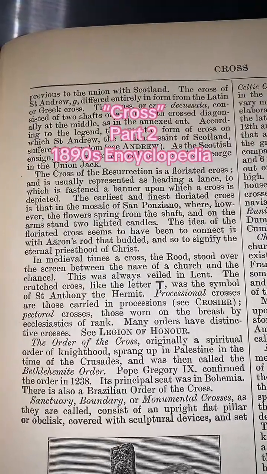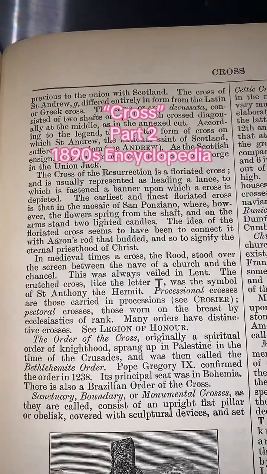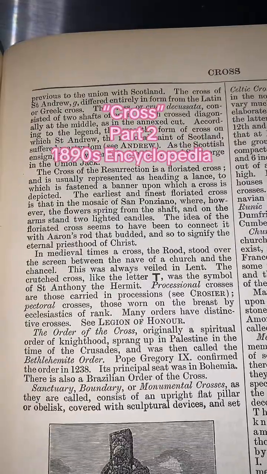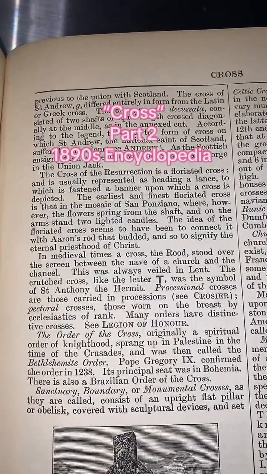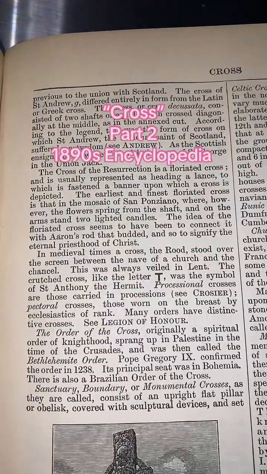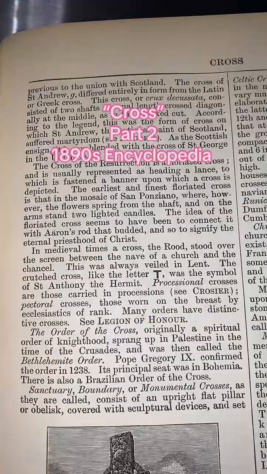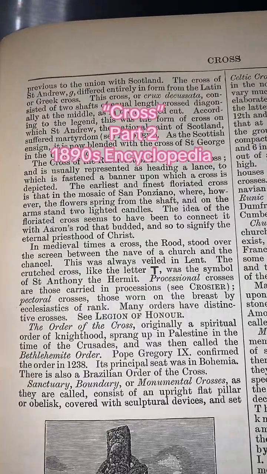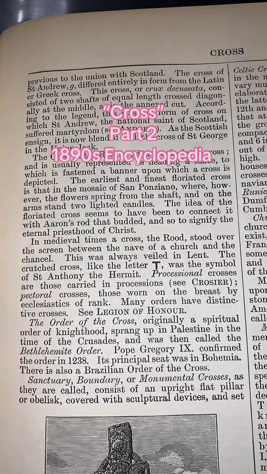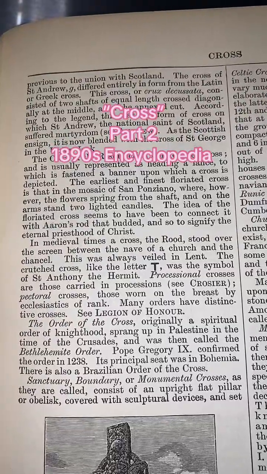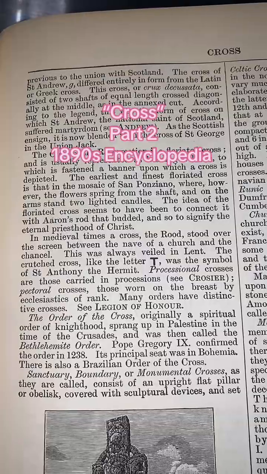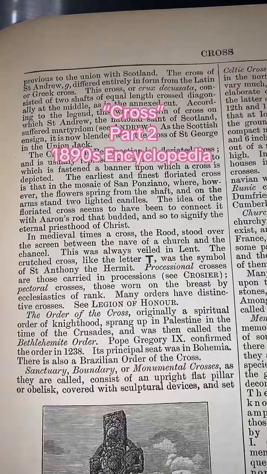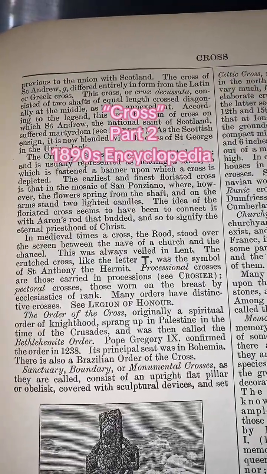The cross of the resurrection is a floriated cross and is usually represented as heading a lance to which is fastened a banner upon which a cross is depicted. The earliest and finest floriated cross is that in the mosaic of San Pudenziana, where, however, the flowers spring from the shaft, and on the arms stand two lighted candles. The idea of the floriated cross seems to have been to connect it with Aaron's rod that budded, and so to signify the eternal priesthood of Christ.